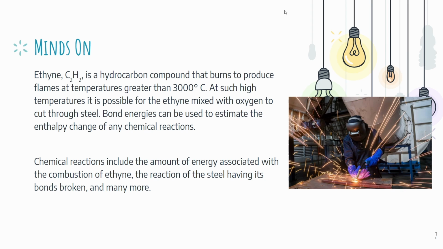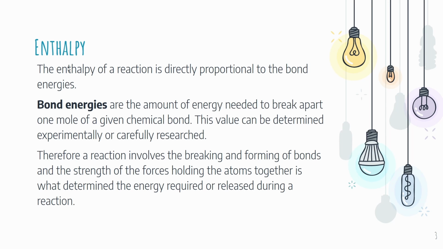The main concept to get here is that 3000 degrees Celsius is very hot, and it's interesting how thermochemistry can be used to calculate just exactly how many kilojoules are being displaced in this reaction. And so enthalpy is what we're going into. The enthalpy of a reaction is directly proportional to the bond energies, and bond energies are the amount of energy needed to break apart 1 mole of a given chemical bond.